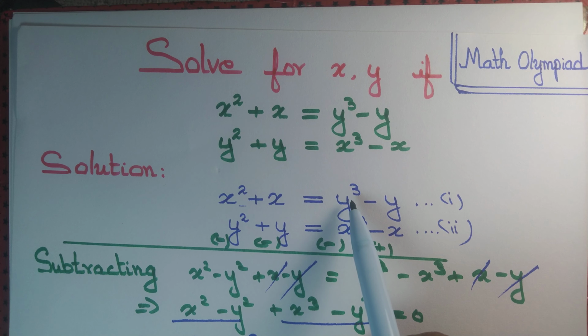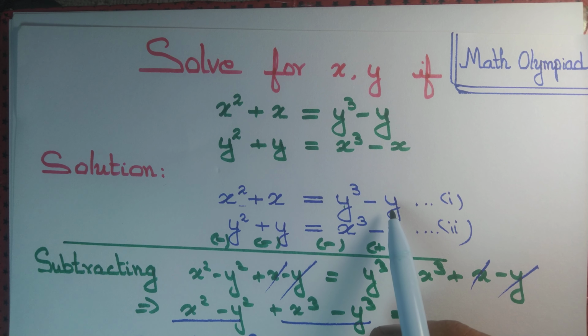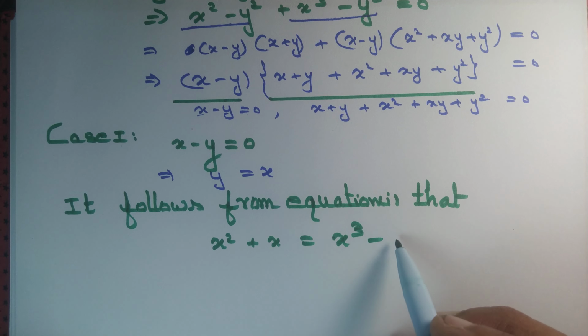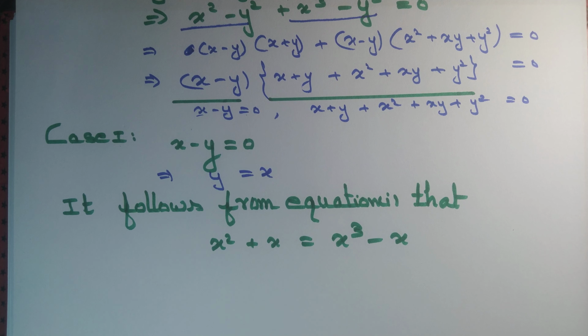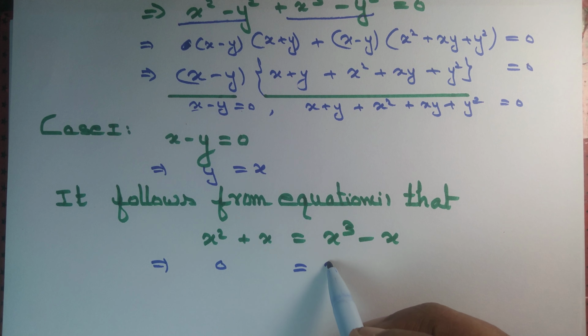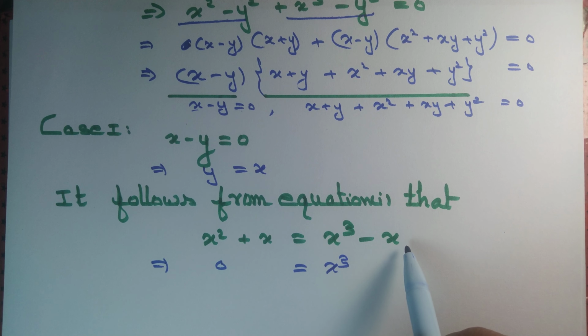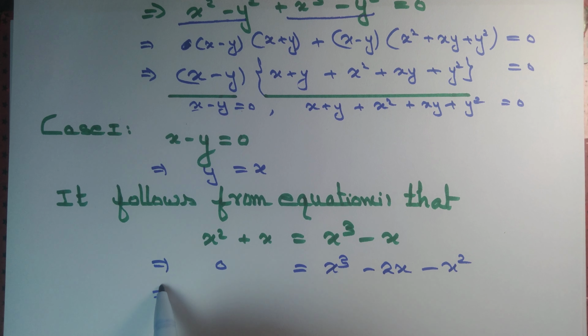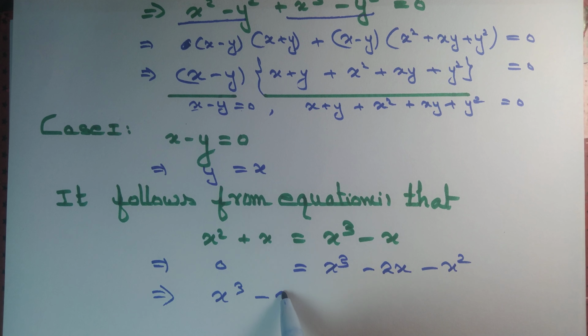What about the right hand side? We are taking y equal to x in this case. So x cube minus x. So x square plus x equal to x cube minus x. Okay, can I cancel something? Yes, we can cancel x. But before that, let's make it equal to 0. So we take everything to the right hand side. 0 equal to x cube, x changes to minus x, so minus 2x minus x square. So x cube minus 2x minus x square equal to 0. That can be written as x cube minus x square minus 2x equal to 0.